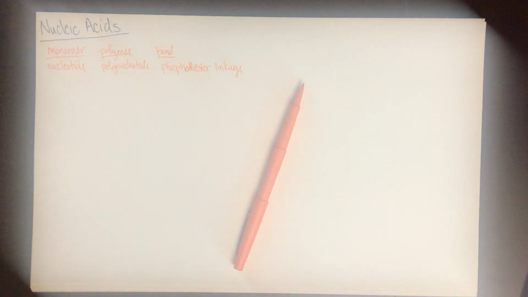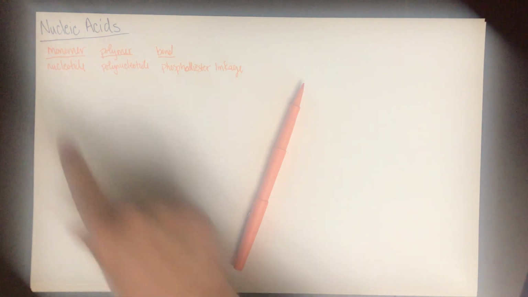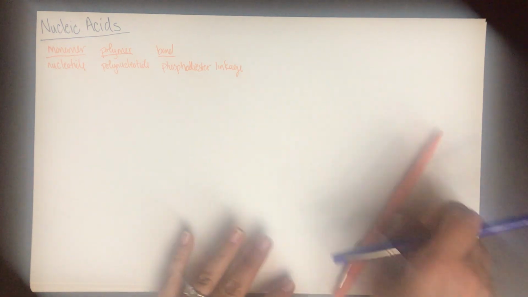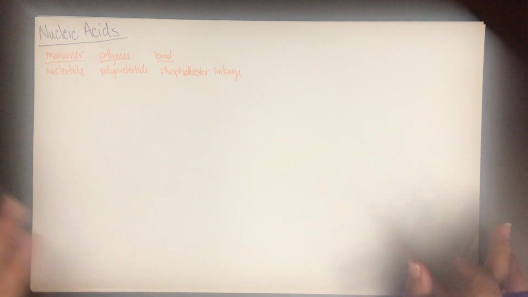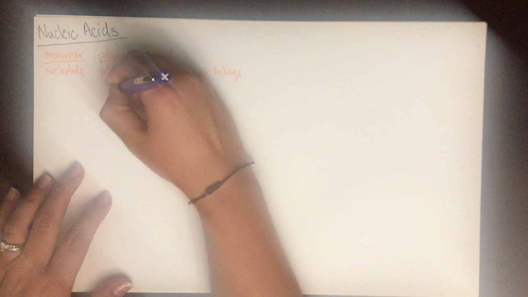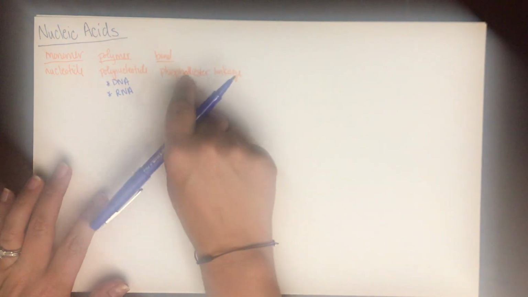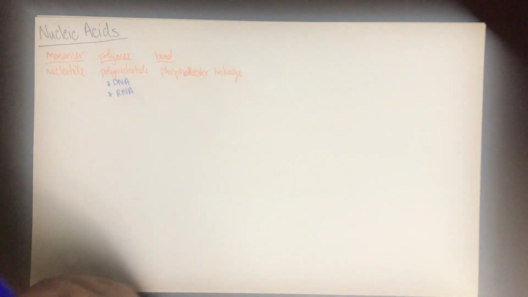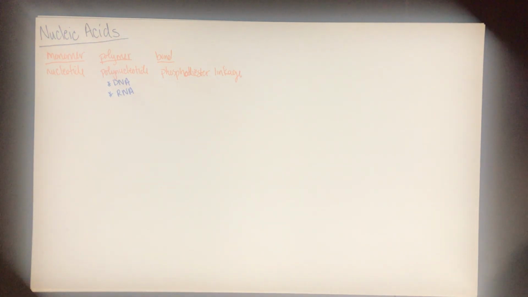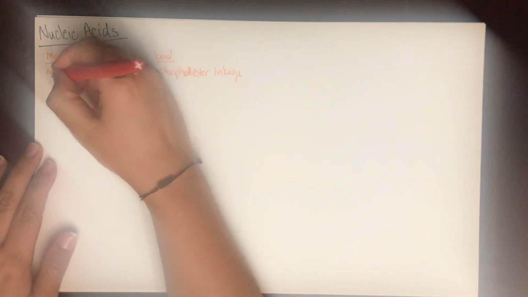So we are going to talk about the nucleotides, the individual monomers, and the polynucleotides. We'll talk about 2 polynucleotides of nucleic acids, DNA and RNA, and then the covalent linkage is called a phosphodiester linkage. So let's talk about nucleotides first. So what is a nucleotide?